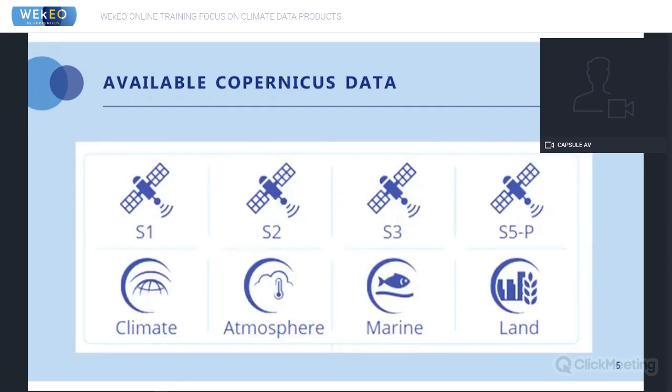Which data are available on WEkEO? You can access Sentinel-1, 2, 3, and 5P data, and data from the Copernicus services, like the Copernicus Atmospheric Monitoring Service, Copernicus Climate Change Service, the Copernicus Marine Service, and the Copernicus Land Service.